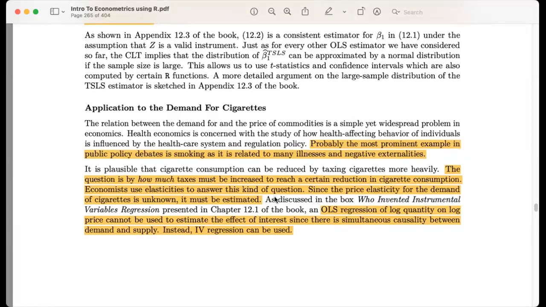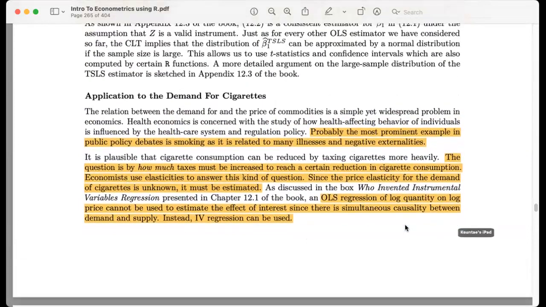And this could be like a normal elasticity case, like economists use elasticity to answer questions like this. Since the price elasticity of demand for cigarette is not known, it must be estimated. So if we want to use OLS, we'll have a problem of reverse causality or simultaneous causality. The problem could be either the demand side or the supply side. So what is causing the decrease in the consumption? We cannot use OLS because of reverse causality, simultaneous causality going both ways between the demand side and the supply side. So that's why we have to use the IV.